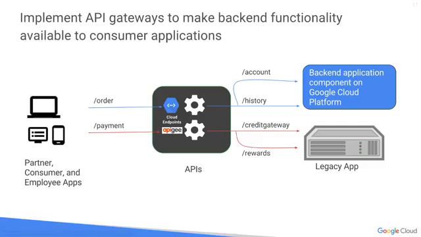Implement API gateways to make backend functionality available to consumer applications. Here's an example of an order API deployed on Cloud Endpoints. You can use Google Cloud Endpoints to develop, deploy, protect, and monitor APIs based on the OpenAPI specification or gRPC. Further, the API for your application can run on backends such as Google App Engine, Google Container Engine, or Google Compute Engine.